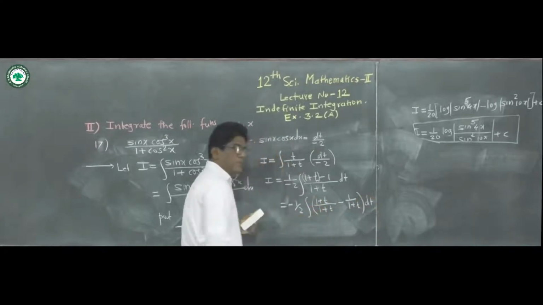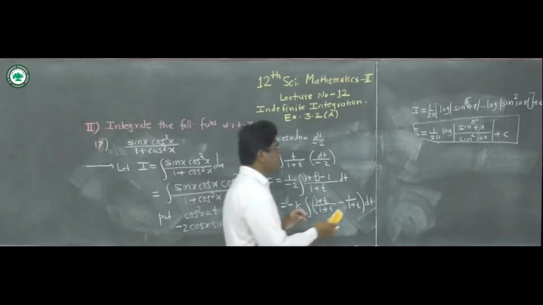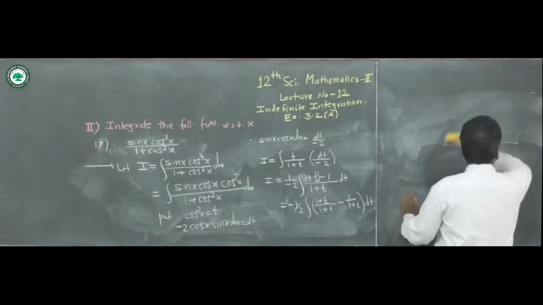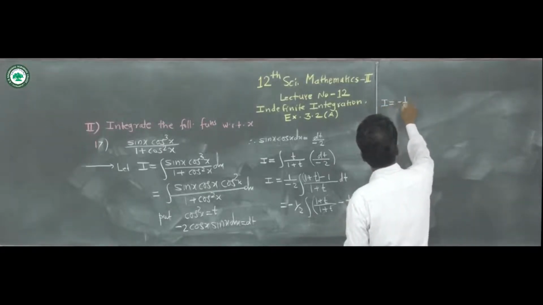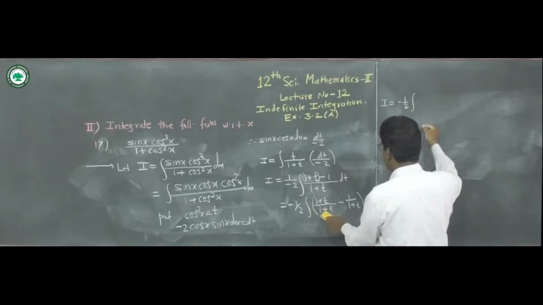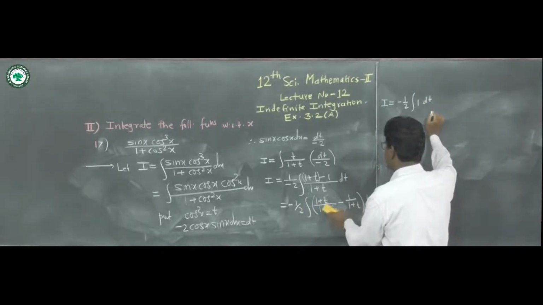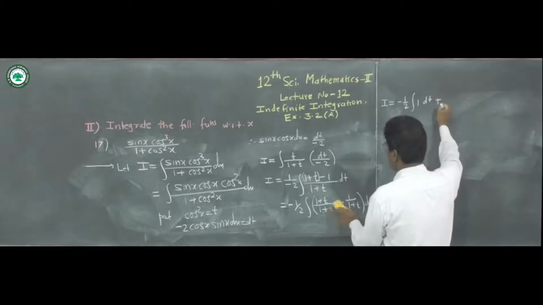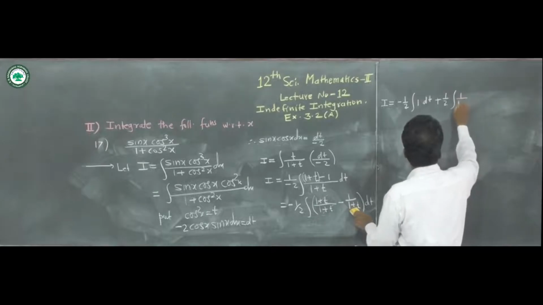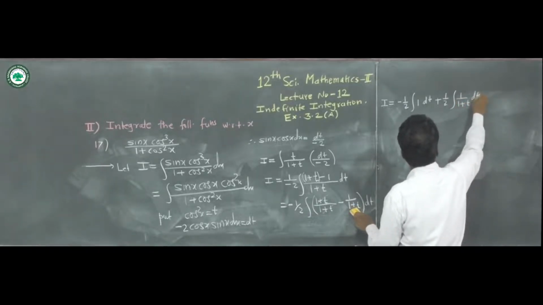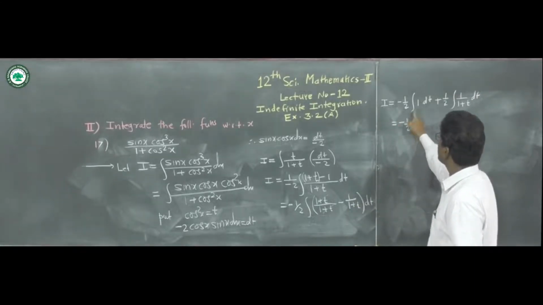Get it? Now in the first part, 1 plus t and 1 plus t get cancelled to each other, and now separate the integration. So we get I is equal to minus 1/2 into integration of 1 dt, minus 1/2 integration of minus 1 upon 1 plus t dt. This minus and minus become plus, so 1/2 as it is into integration of 1 upon 1 plus t dt. Now take the integration.